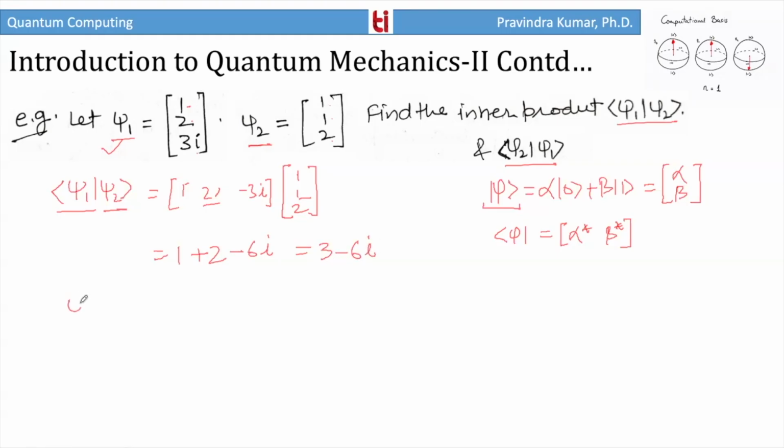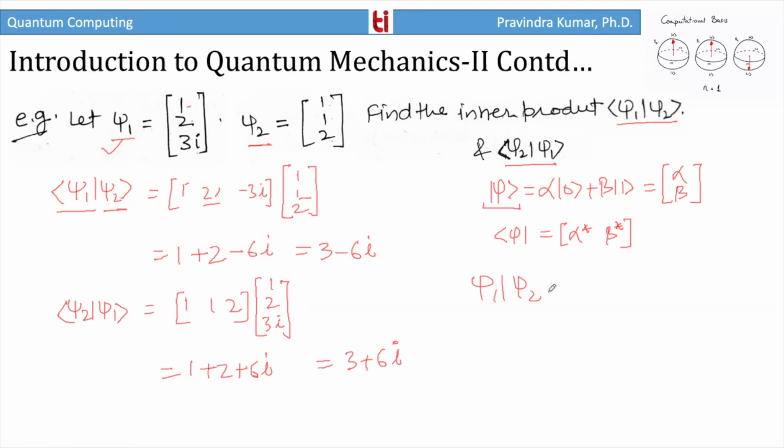Now similarly, if I want to find out the inner product of psi 2, psi 1, it will be 1, 1, 2 row vector into column vector, and it will be 1 plus 2 plus 6i. So it is 3 plus 6i. So here you can see the inner products psi 1, psi 2 and psi 2, psi 1 are complex conjugates. So in the inner product, if I swap the quantum states, it will give you the conjugate of the first answer.